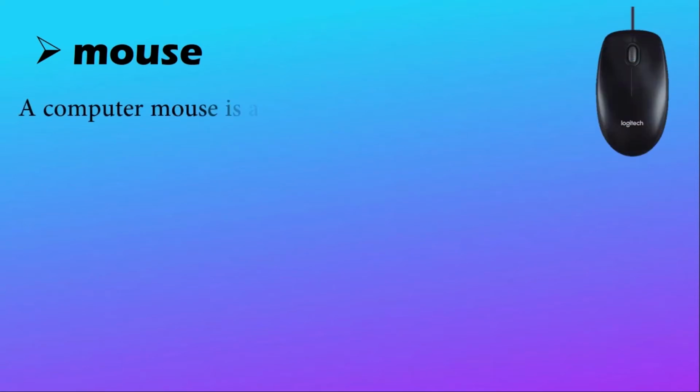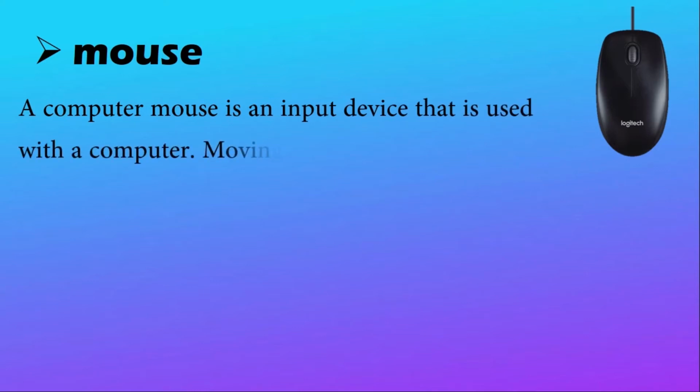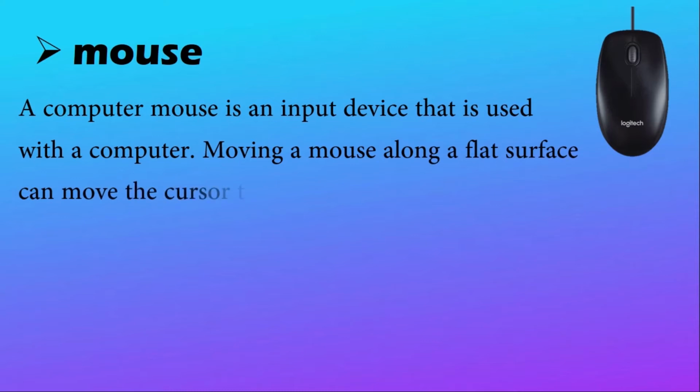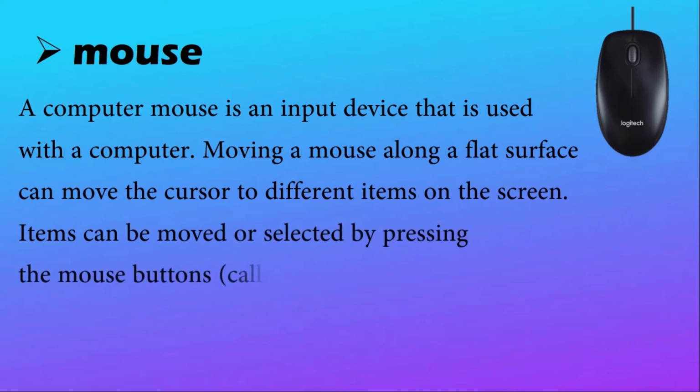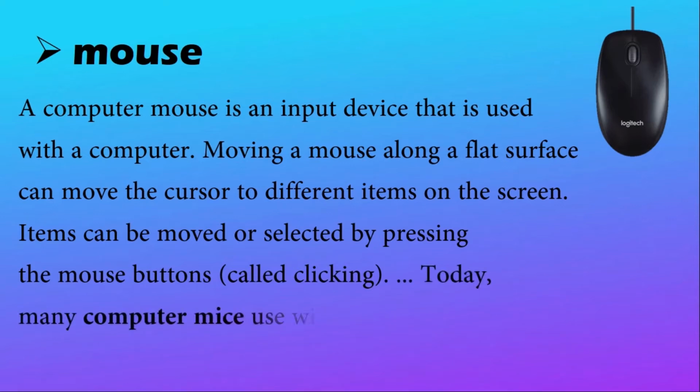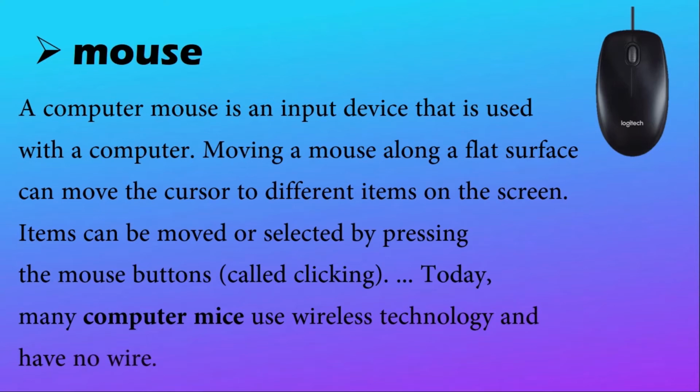A computer mouse is an input device that is used with a computer. Moving a mouse along a flat surface can move the cursor to different items on the screen. Items can be moved or selected by pressing the mouse button, which is called clicking, which is very simple. Today many computer mice use wireless technology and don't have any wire.